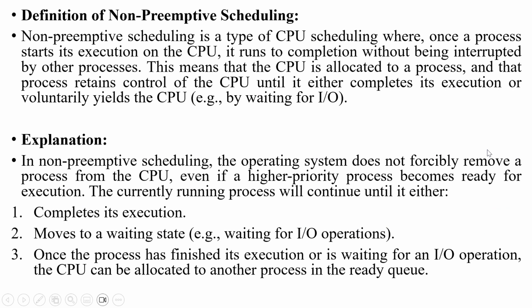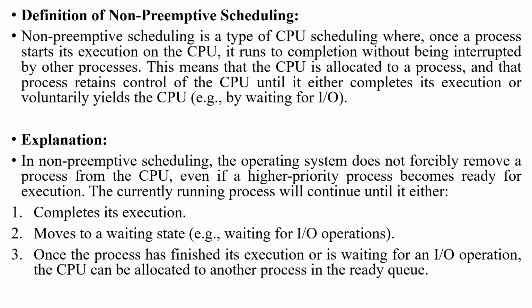So, definition of non-preemptive scheduling. Non-preemptive scheduling is a type of CPU scheduling where, once a process starts execution on the CPU, it runs to completion without being interrupted by other processes. This means that the CPU is allocated to a process and that process retains control of the CPU until it either completes its execution or voluntarily yields the CPU.